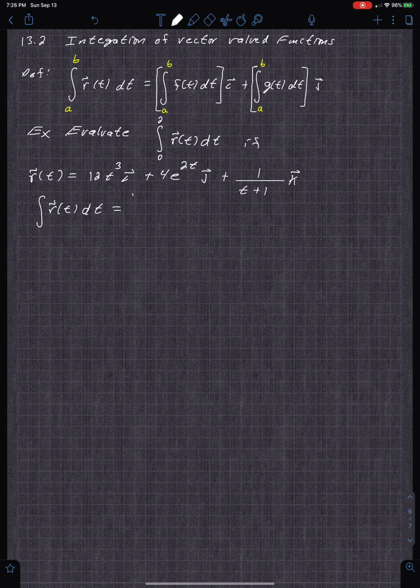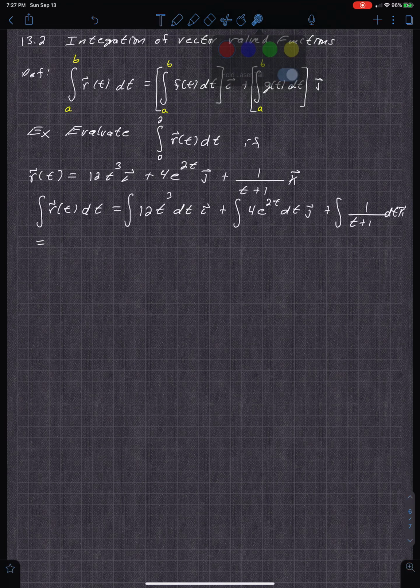So you integrate all of that, and you can write it in any way you want, really. You can do one integral for the whole thing. I like to write them kind of individually. The integral of 12t cubed dt i plus the integral of 4e to the 2t dt j plus the integral of 1 over t plus 1 dt k. So integrate all of that individually.